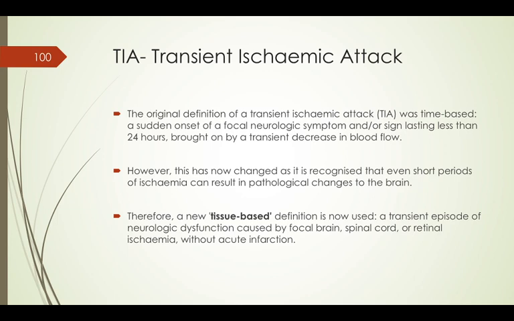Right, and the final bit now of my presentation is basically transient ischemic attacks, often known as a mini stroke. In the past, the definition was time-based, so those that last less than 24 hours. Now, however, this has changed to a more tissue-based definition, and it's a transient episode of neurological dysfunction caused by focal brain, spinal cord, or retinal ischemia without evidence of acute infarction.